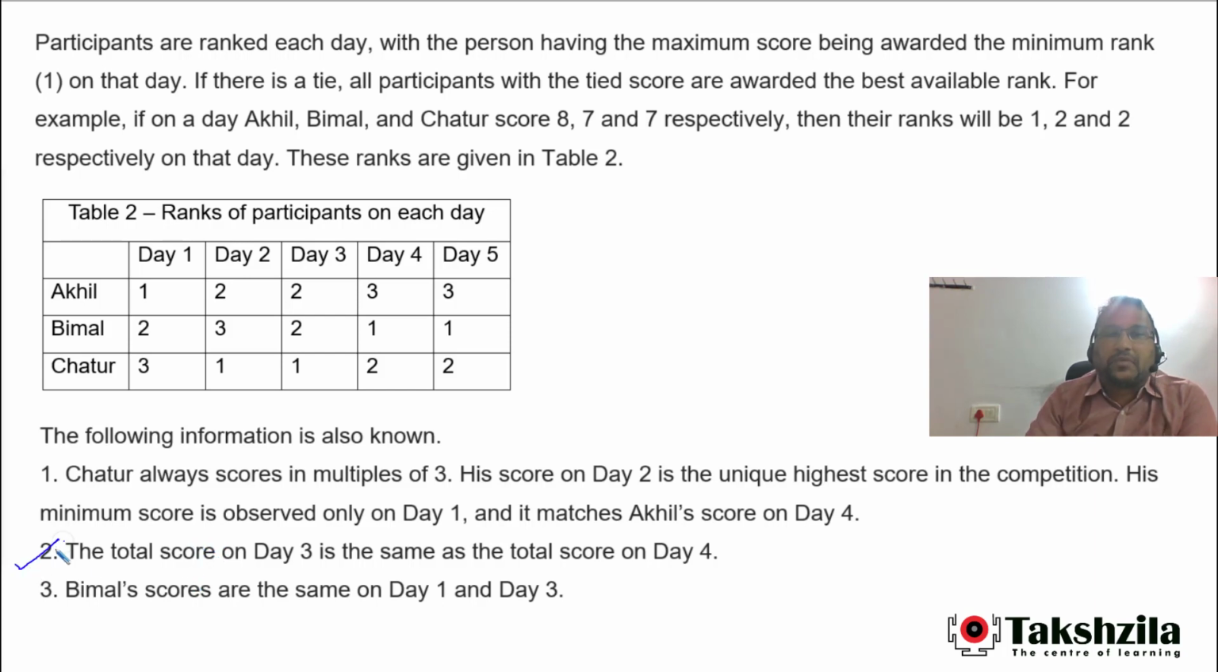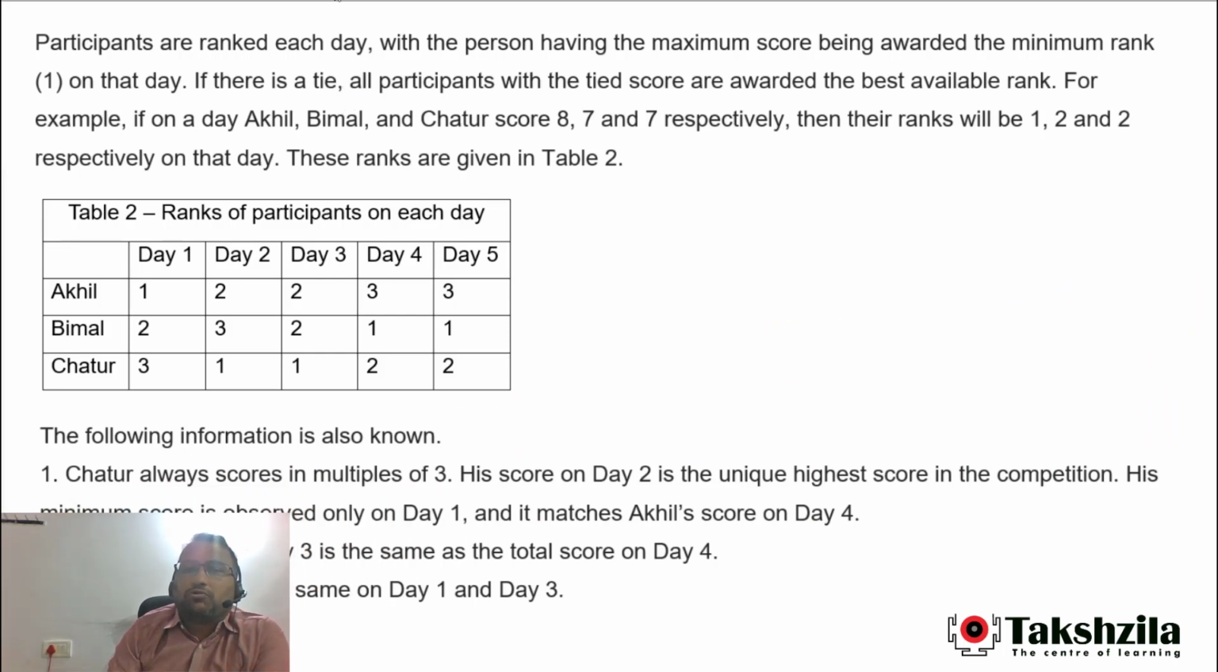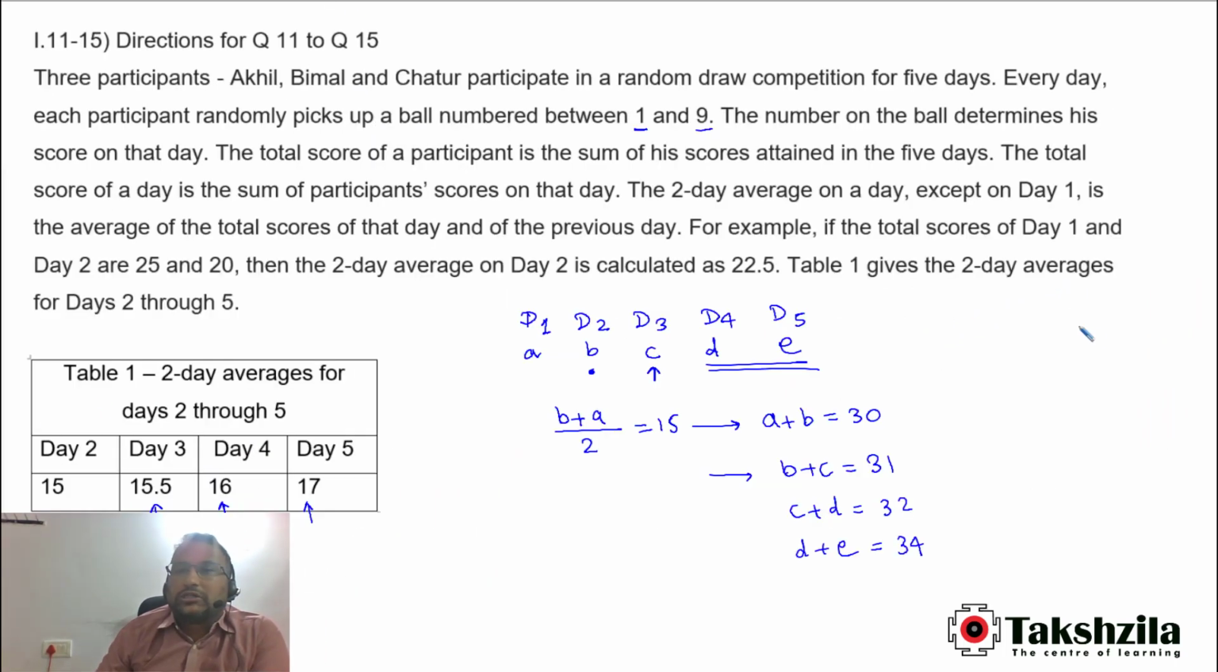the second statement. The total score on day 3 is the same as that of the total score on day 4. So what does this mean? Total score on day 3 is equal to total score on day 4. It means the value of C is equal to the value of D.